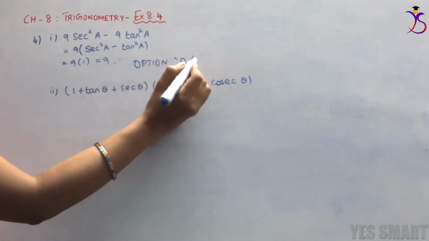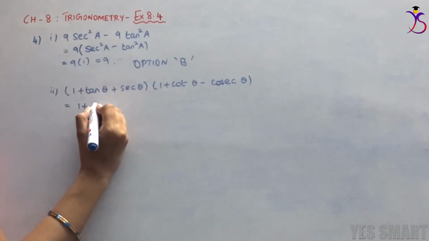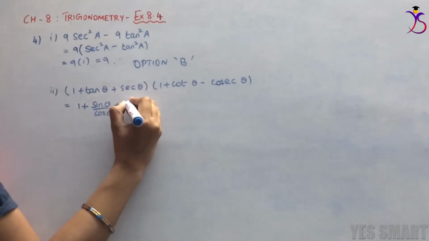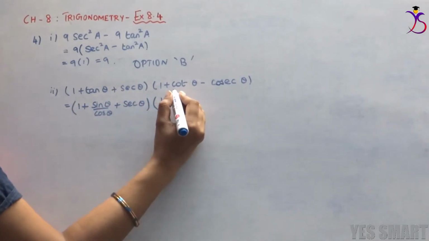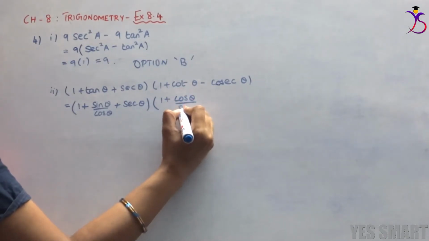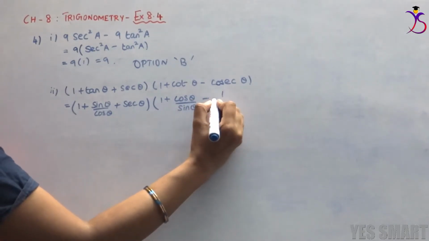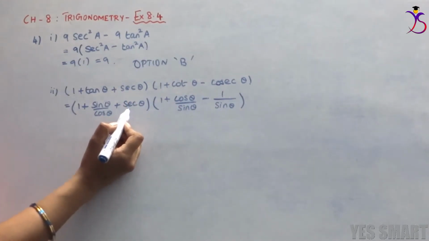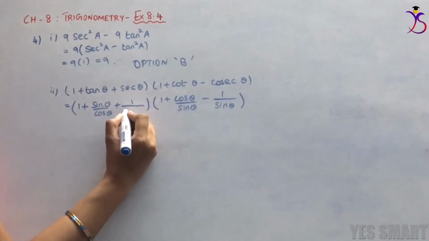Now the second subdivision: 1 plus tan theta plus secant theta into 1 plus cot theta minus cosec theta. We will just reformat this and proceed further. So 1 plus tan theta can be written as sin theta by cos theta plus secant theta. The second bracket, 1 plus cot theta, can be written as cos theta by sin theta minus cosec theta. Cosec theta is 1 by sin theta. Similarly here, instead of secant theta, we can write 1 by cos theta. Now let's take LCM and solve further.